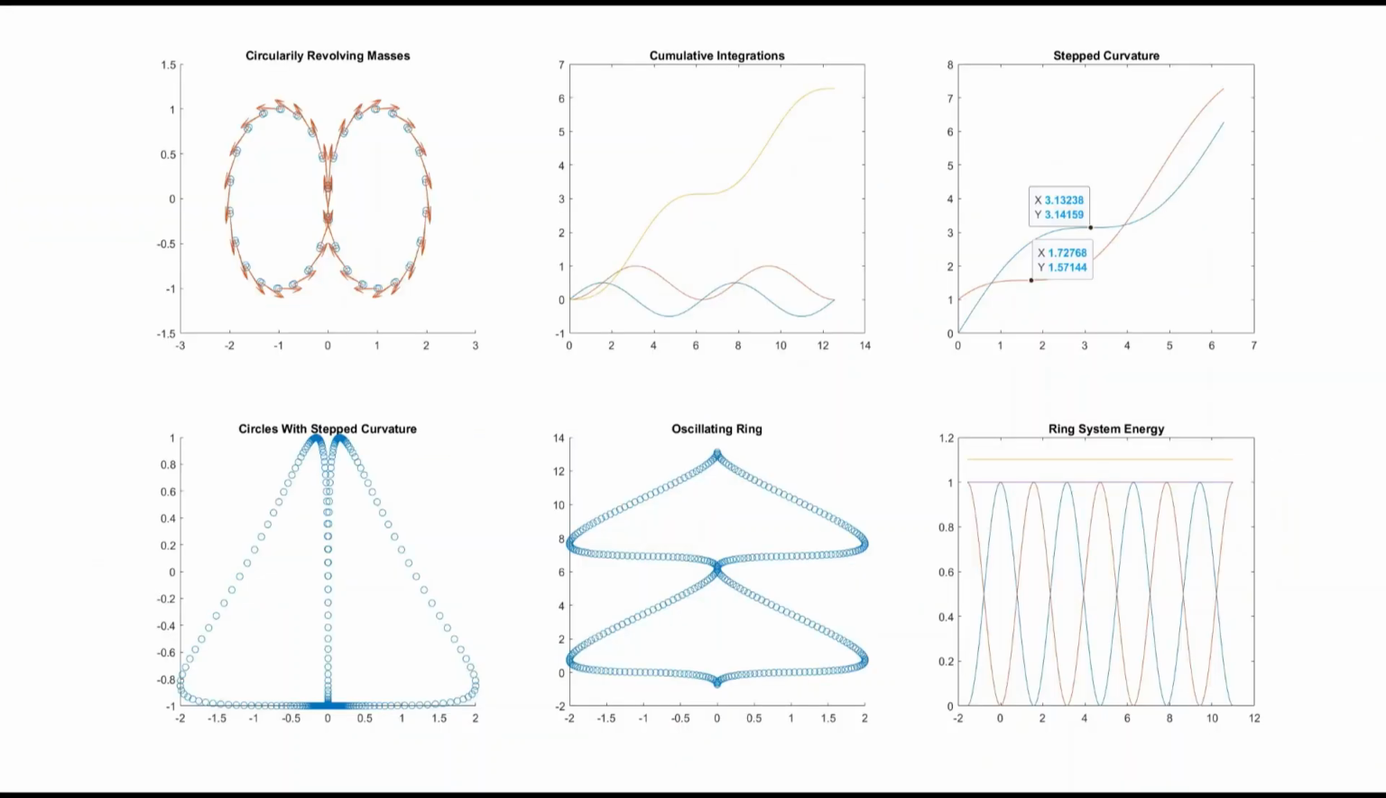To review what we've done so far, with two mirrored masses revolving around circular paths, we can cumulatively integrate second-order derivatives of position twice with respect to time to get stepped displacement. This second-order cumulative integral of sinusoidal acceleration can be normalized a particular way to define stepped curvature. Reparametrizing circles in terms of stepped curvature, whose steps are increments of pi and pi over 2, creates triangles.